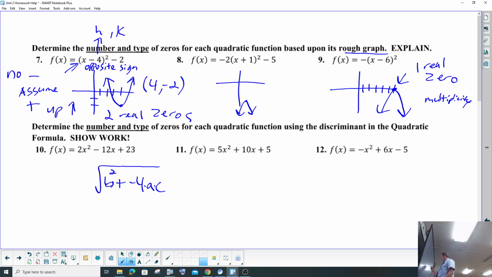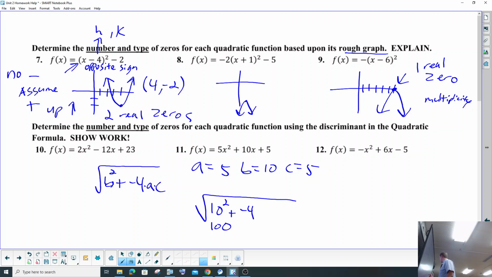Here we go. So our a is 5, our b is 10, and our c is 5. So then we do the square root of b squared, which is 10 squared, which is 100, plus a negative 4ac. 5 times 5, 25. 25 times negative 4 is negative 100. What's the square root of 100 minus 100? So that's just 0. So what does 0 mean?